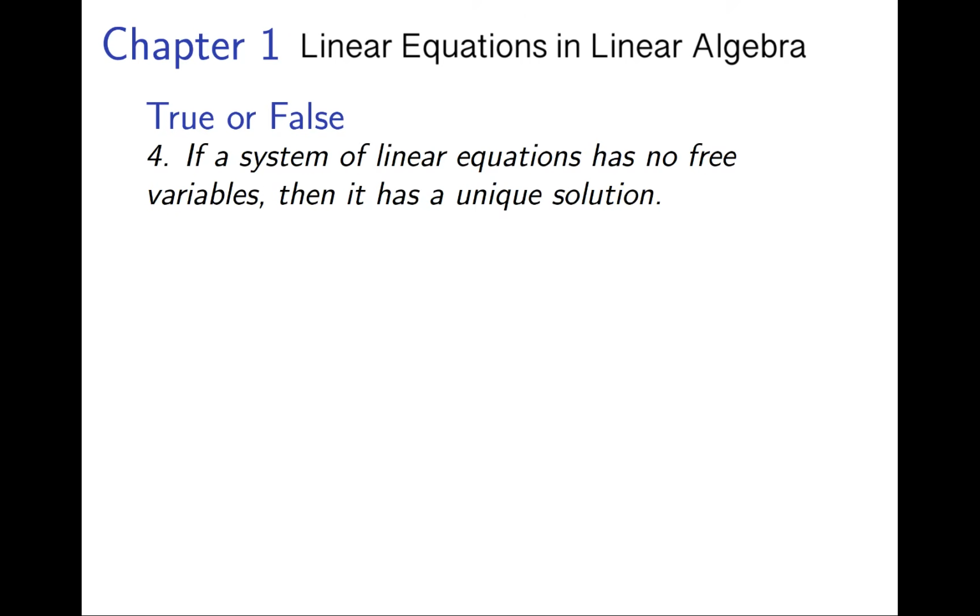Number 4. If a system of linear equations has no free variables, then it has a unique solution. Well, of course, that's false. Here we have a system of equations, three equations and two variables, and you could check this has no solutions, right? The first equation says x plus y equals 2. The last equation says x plus y equals 3. There's no solution to that.